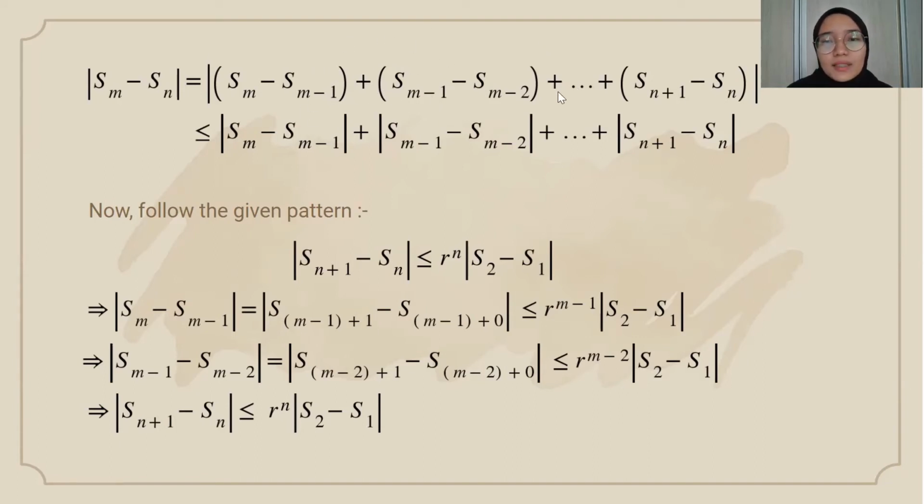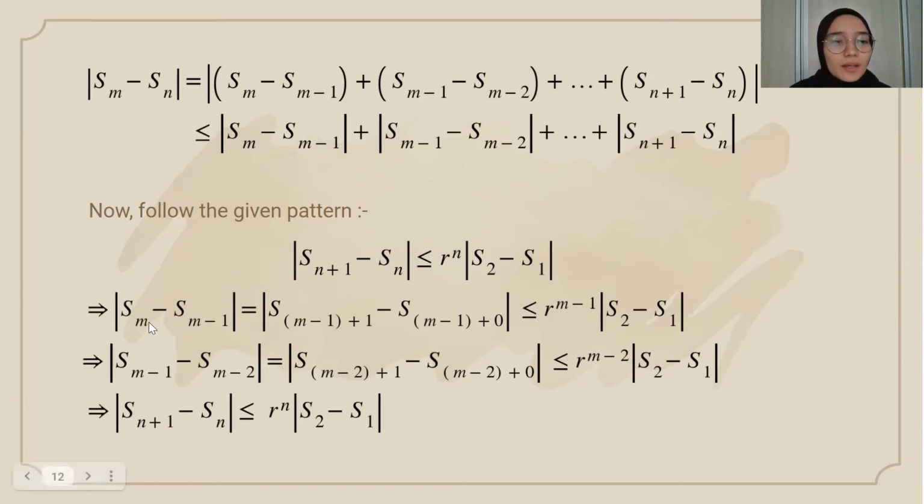And the pattern follows. And from the triangle inequality, this is less than or equal to absolute Sm minus Sm-1 separately, plus Sm-1 minus Sm-2 separately, plus until Sn+1 minus Sn. So now we follow the given pattern of a contractive sequence, where the given pattern is absolute Sn+1 minus Sn is less than or equal to r to the power of n times absolute S2 minus S1.